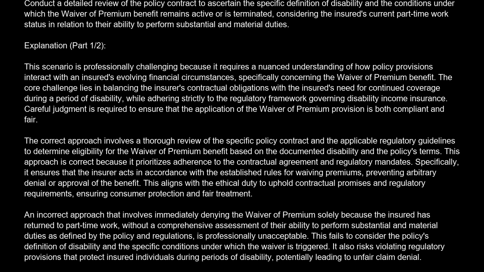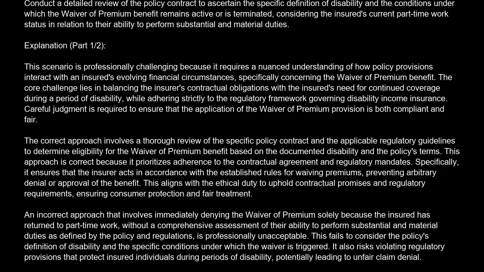The correct approach involves a thorough review of the specific policy contract and the applicable regulatory guidelines to determine eligibility for the waiver of premium benefit based on the documented disability and the policy's terms. This approach is correct because it prioritizes adherence to the contractual agreement and regulatory mandates. Specifically, it ensures that the insurer acts in accordance with the established rules for waiving premiums, preventing arbitrary denial or approval of the benefit. This aligns with the ethical duty to uphold contractual promises and regulatory requirements, ensuring consumer protection and fair treatment.